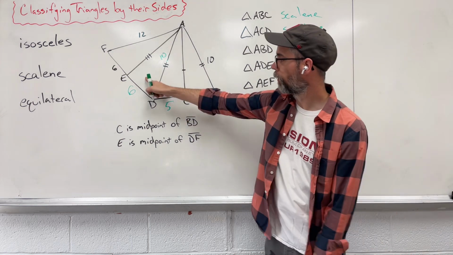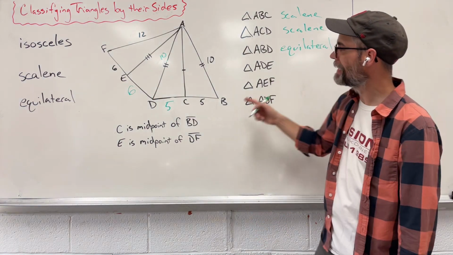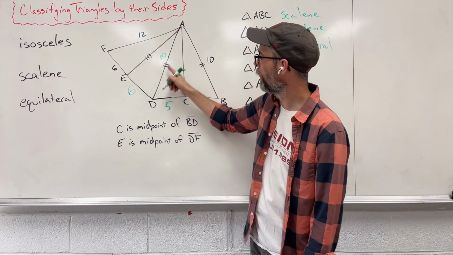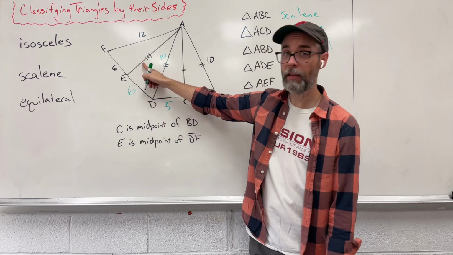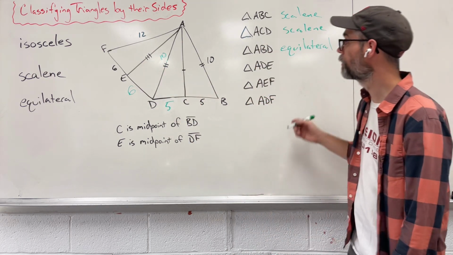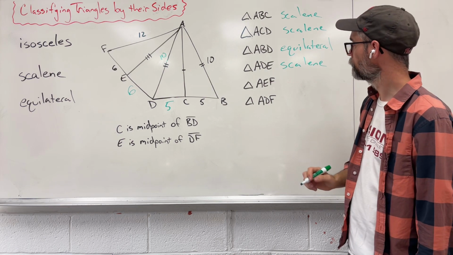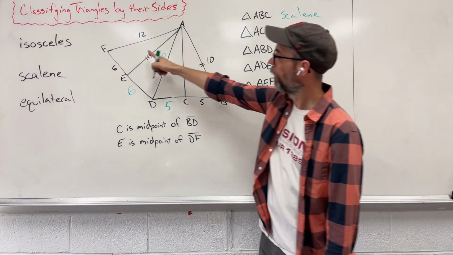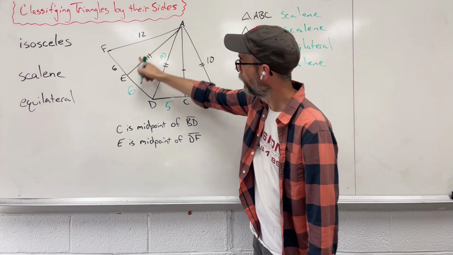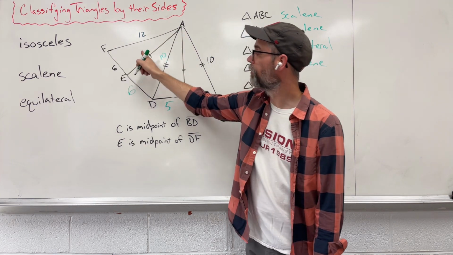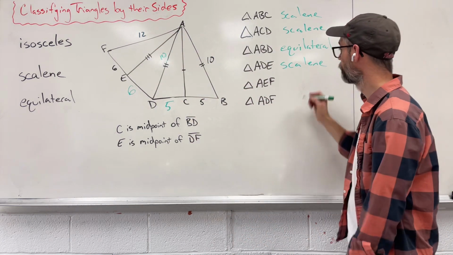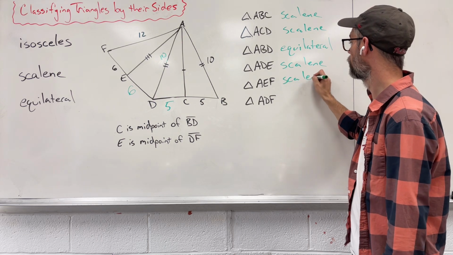Moving off to our third triangle here, ADE. ADE, we've got a 10, we've got a 6, and this is not the same as any of the other ones. So scalene again. AEF, little triangle off to the side. AEF, we've got a 12, a 6, and a mystery. That's not the same. Scalene again.